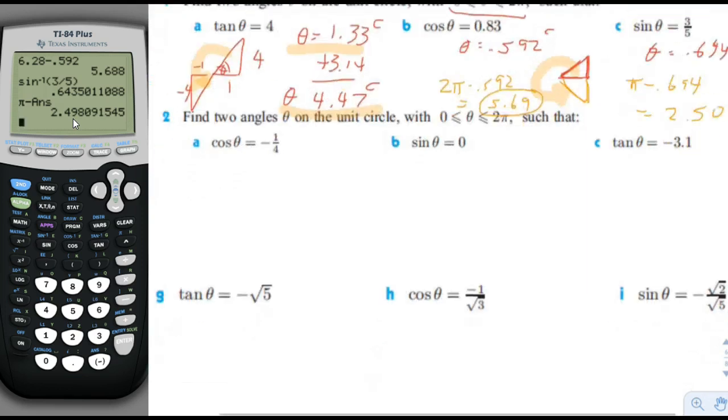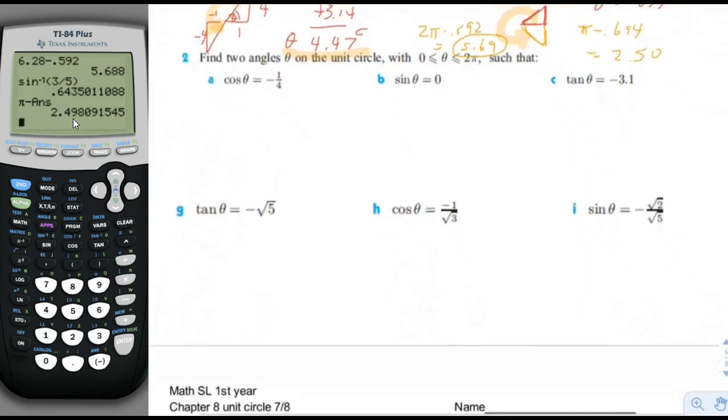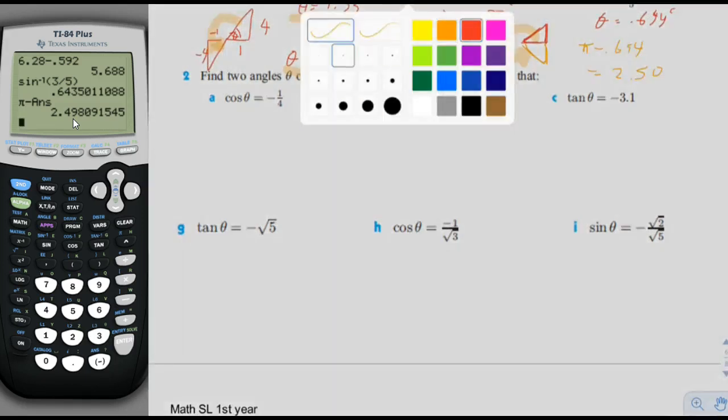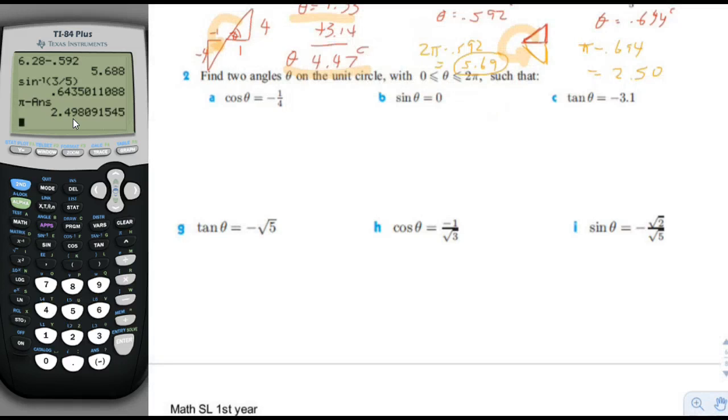Okay? Now, find two angles theta on the unit circle between 0 and 360 degrees such that cosine of theta is equal to -1/4. So let's see. -1/4 cosine. That would look kind of like this, right? It would be -1/4. It could also be this triangle here that goes below the x-axis.